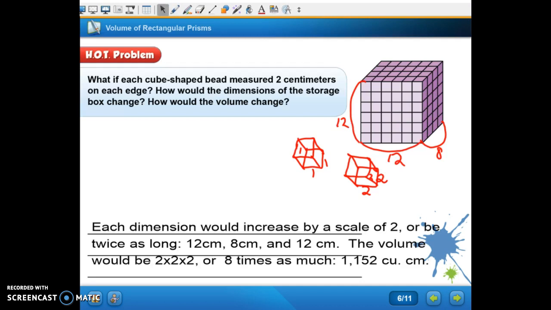Okay, I'm going to type. So each dimension would increase by a scale of 2 or be twice as long. 12 centimeters, 8 centimeters, and 12 centimeters. The volume would be 2 times 2 times 2, or 8 times as much.